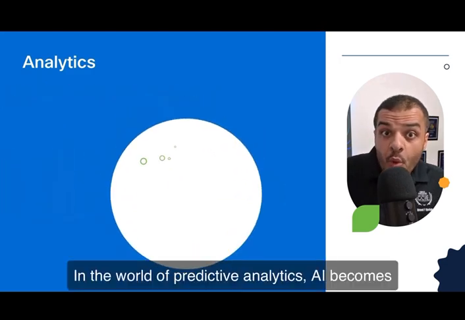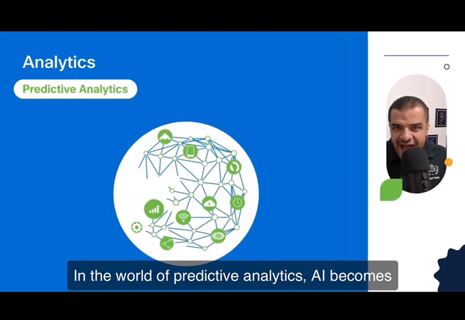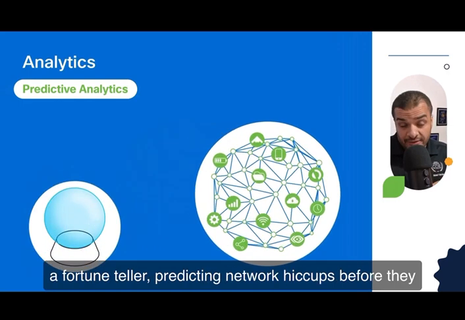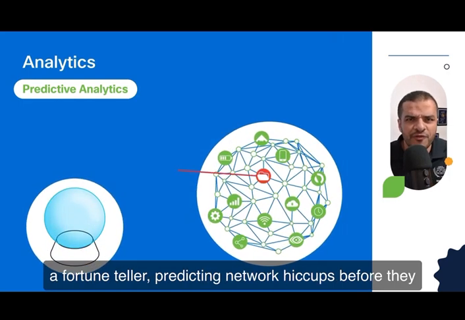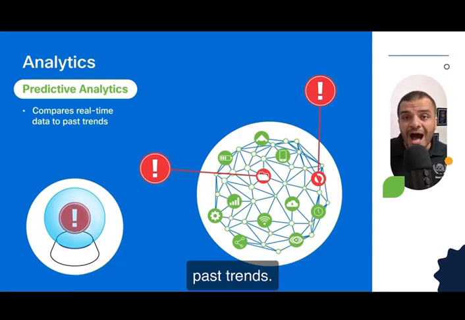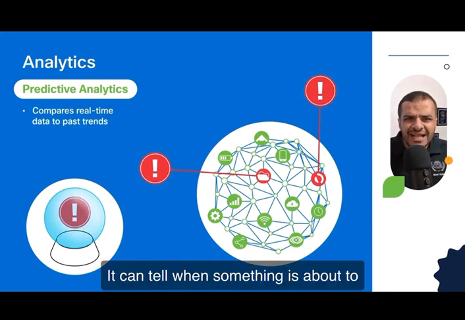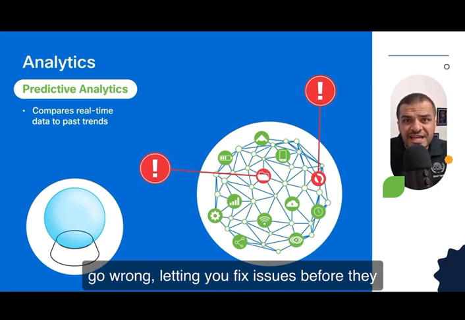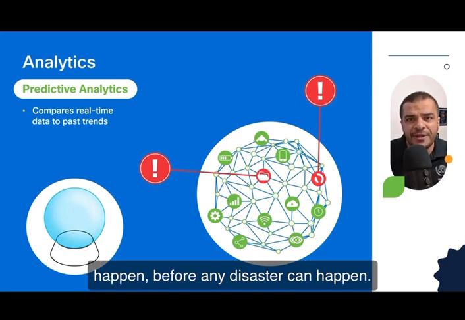In the world of predictive analytics, AI becomes a fortune teller, predicting network hiccups before they even happen. By comparing real-time data to past trends, it can tell when something is about to go wrong, letting you fix issues before they happen, before any disaster can happen.